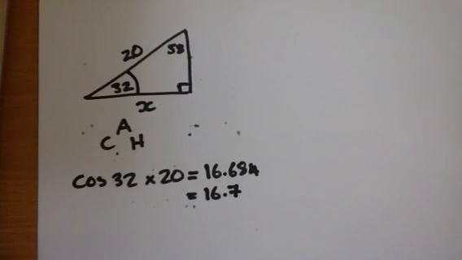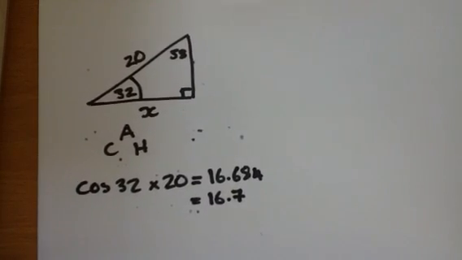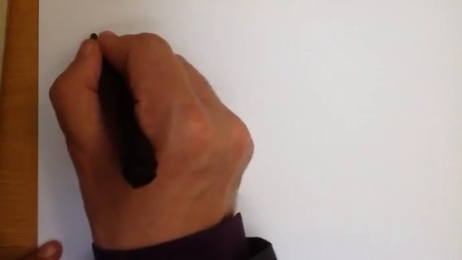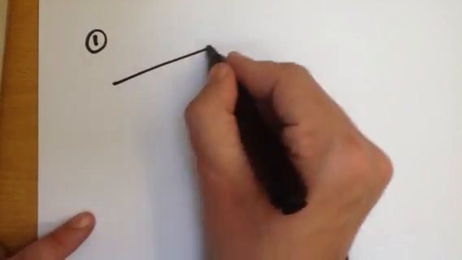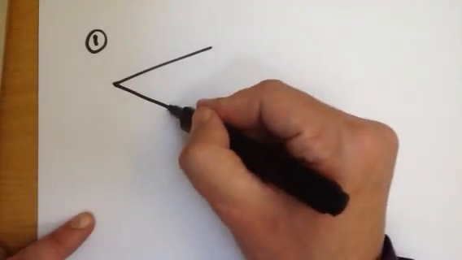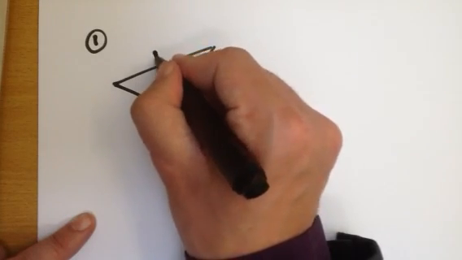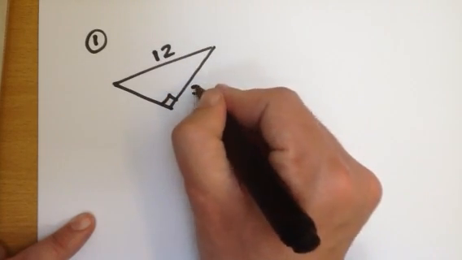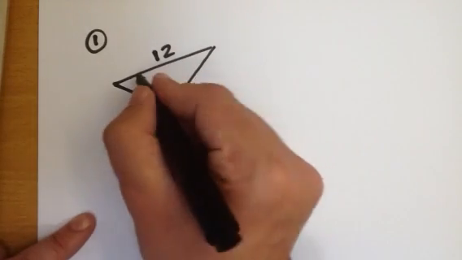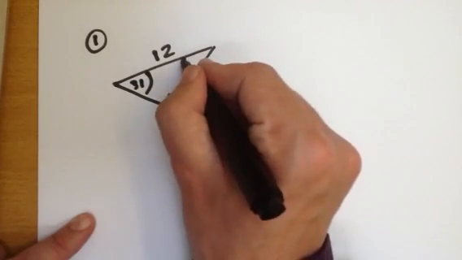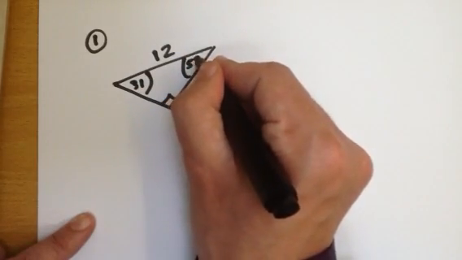Okay, to finish, I'm going to give you two questions to have a go at. I want you to complete these, and these are what you'll hand in to be marked by Mr. Ford. So question number 1. If we take this side to be 12, this side to be x, we're going to allow this angle here to be 31 and this angle here to be 59.